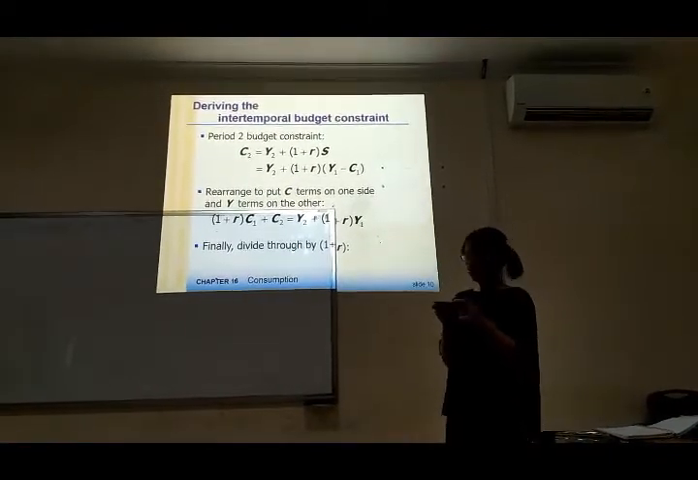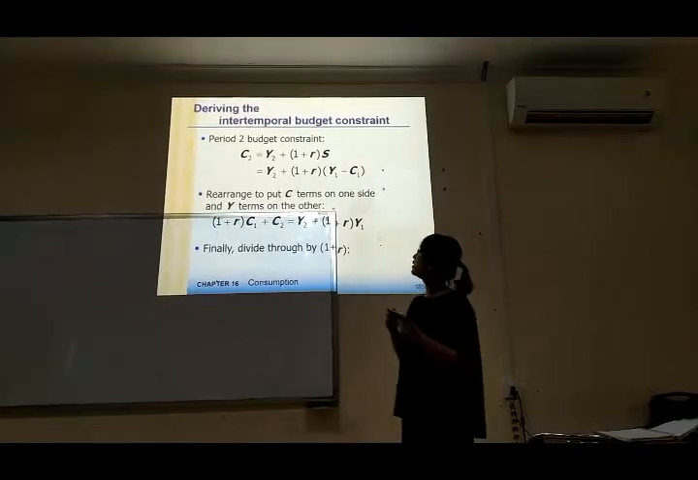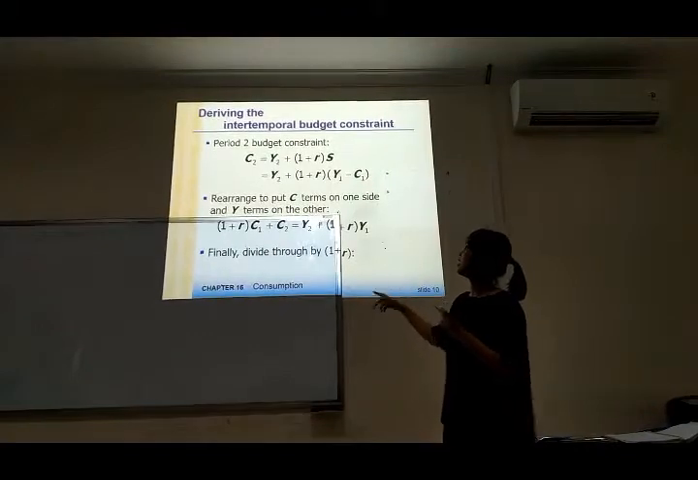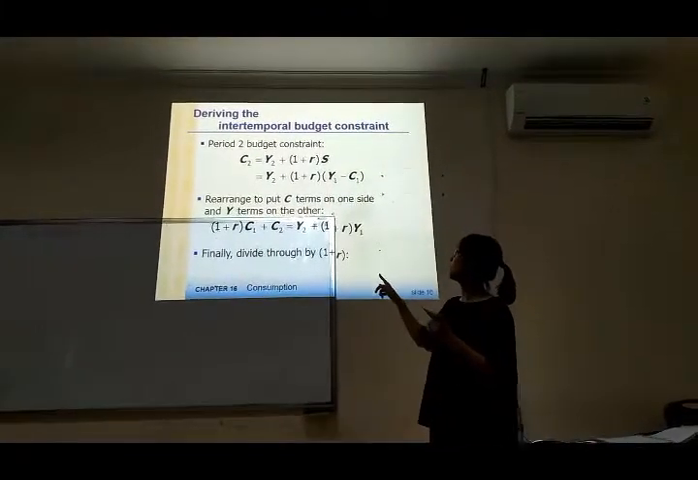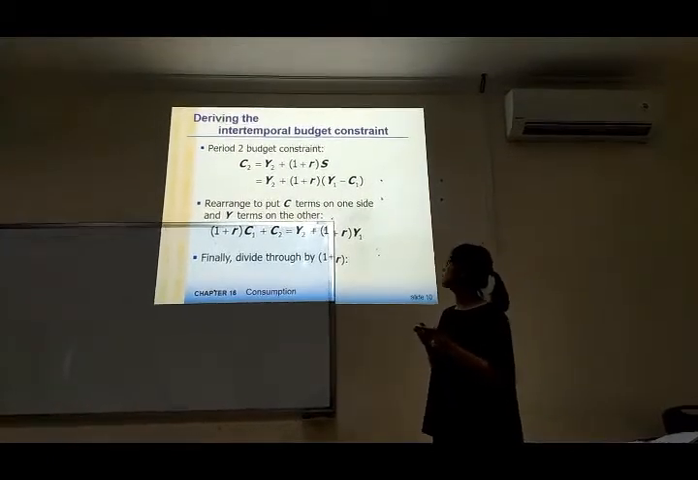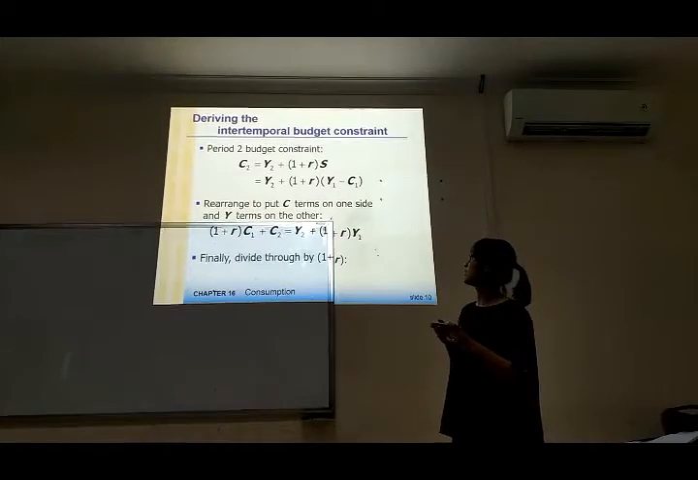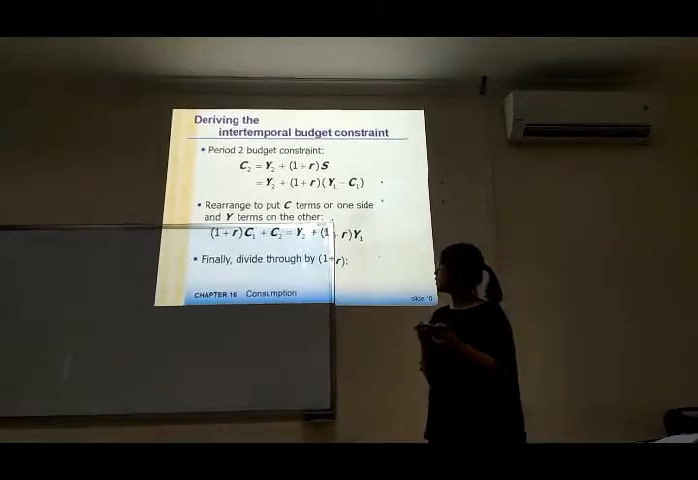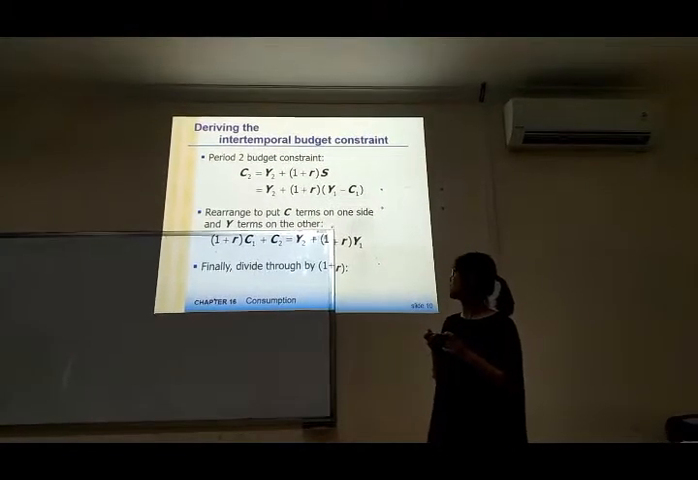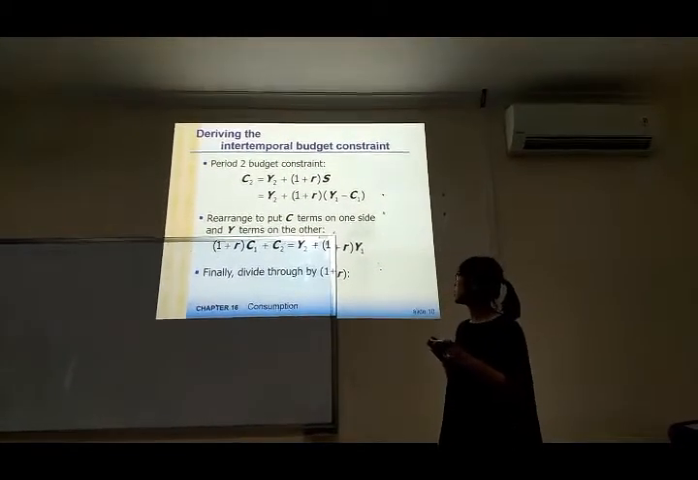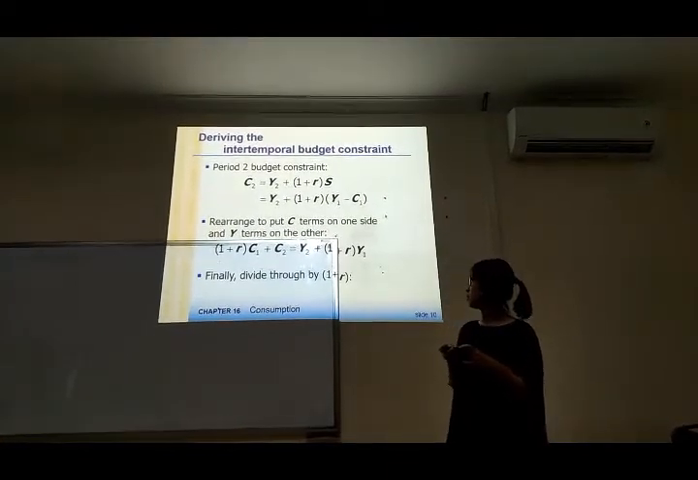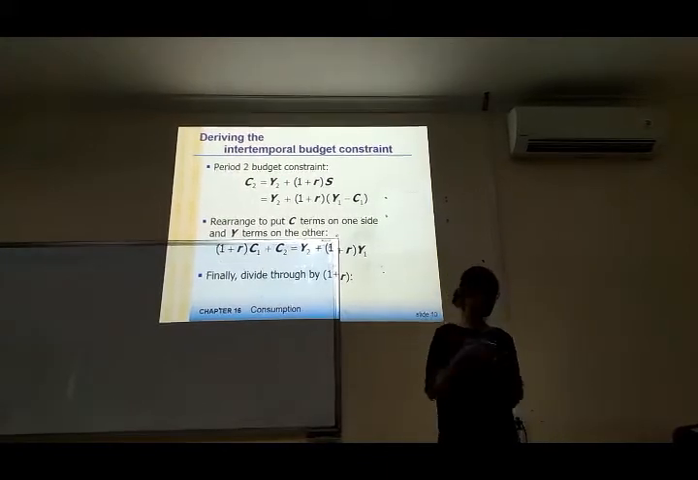Intertemporal budget constraint. The period 2 budget constraint is C2 equal to Y2 plus (1 plus R) S, and equal to Y2 plus (1 plus R)(Y1 minus C1). The idea is to put C terms on one side and Y terms on the other. With this, (1 plus R)C1 plus C2 equals (1 plus R)Y1 plus Y2. Finally, divide by 1 plus R.